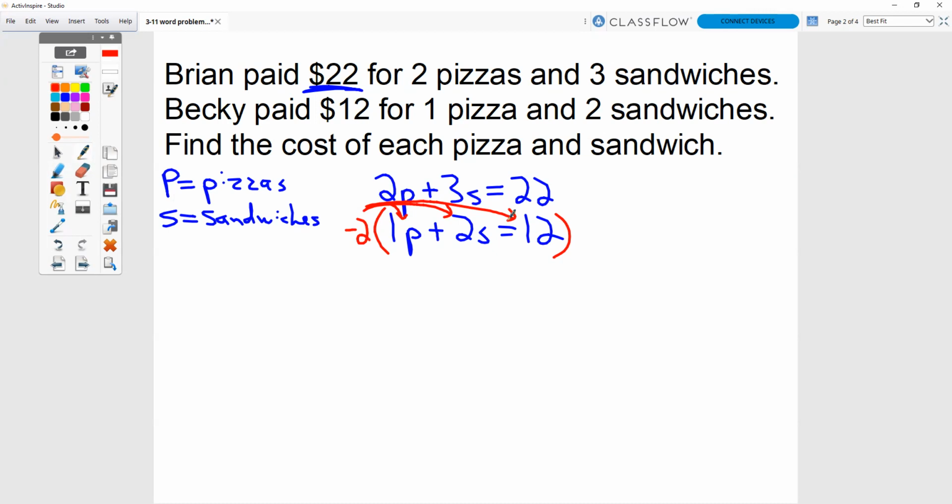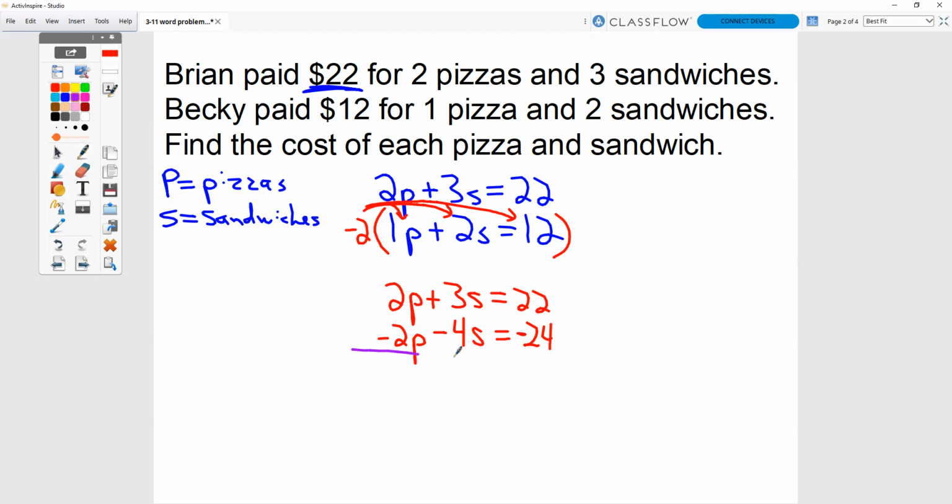I'm just going to bring down that top equation because I didn't touch it yet. So 2P plus 3S equals 22. And now I'm going to distribute. Negative 2 times 1P is negative 2P. Negative 2 times 2S is negative 4S. So I'm going to write minus 4S. Negative 2 times 12 is negative 24. Now we have our opposites.